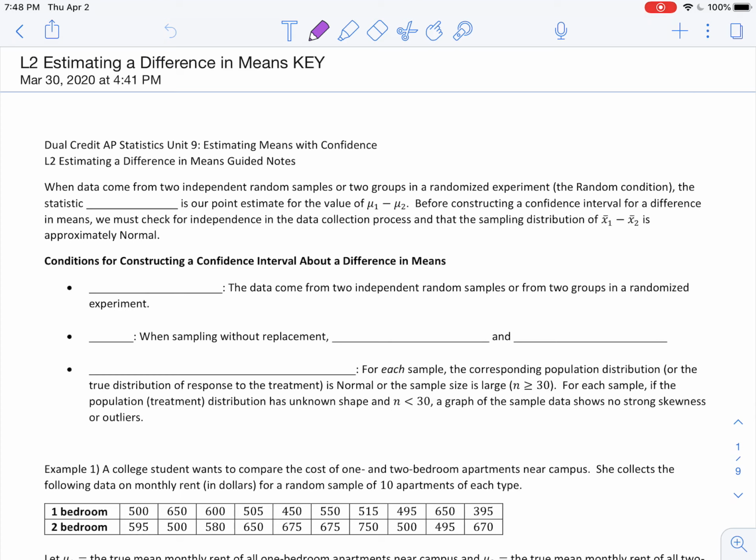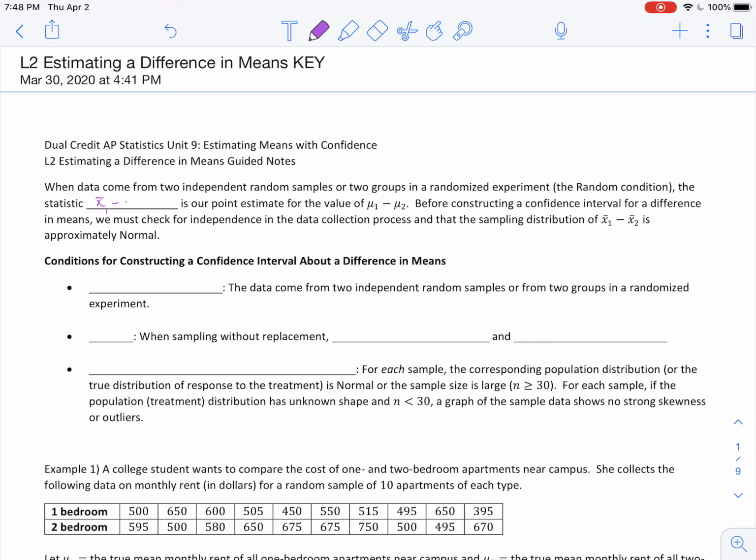So you're going to see a lot of similarity to the difference in proportions that we did in Unit 8. And you'll also see some similarity to just the confidence intervals for means that we did the last lesson. So you have to have two independent random samples or possibly two groups in a randomized experiment. So you still have the random condition, but now it's an experiment. We talked about that way back when we were in school.